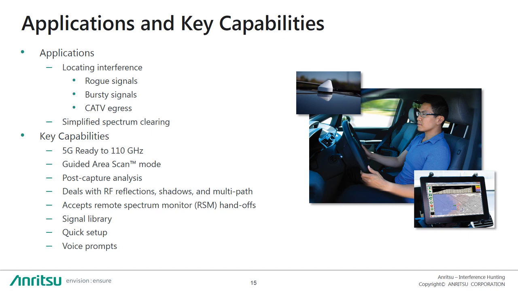Anritsu's patented algorithm and the fact that you're taking many measurements per minute and averaging them while driving solves issues with RF reflections, shadows, and multipath. In traditional interference hunts, where you use a spectrum analyzer with a directional antenna, these issues can lead the most experienced user astray.